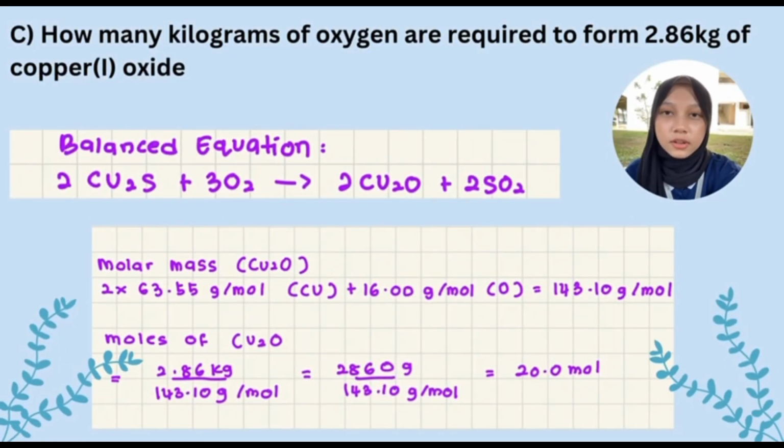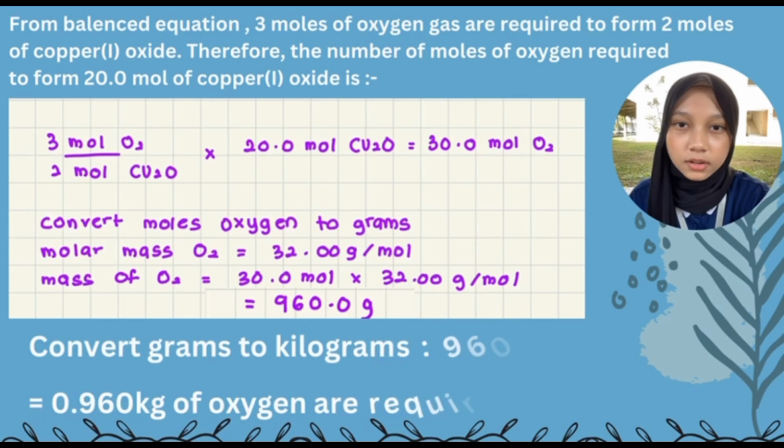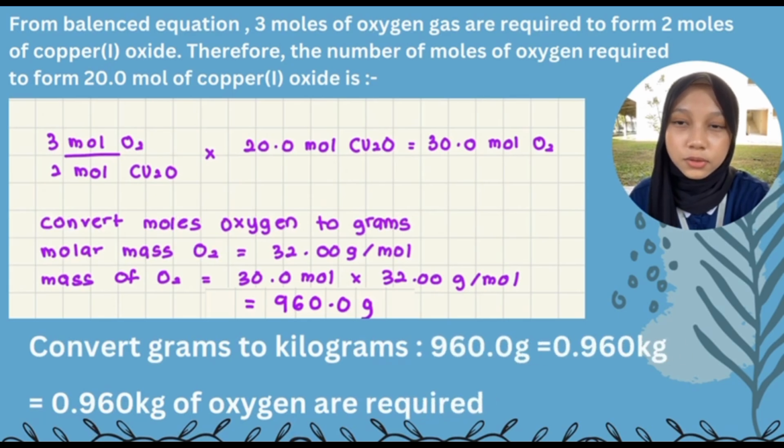For this question, you need to write the balanced equation first, which is 2Cu2S plus 3O2 forms 2Cu2O plus 2SO2. The molar mass of Cu2O is 2 multiplied by 63.55 gram per mole plus 16 gram per mole, and then you will get 143.10 gram per mole. So the moles of Cu2O is 2.86 kilogram divided by 143.10 gram per mole. Then you will get the answer 20 mole. From the balanced equation, 3 moles of oxygen gas are required to form 2 moles of copper oxide.